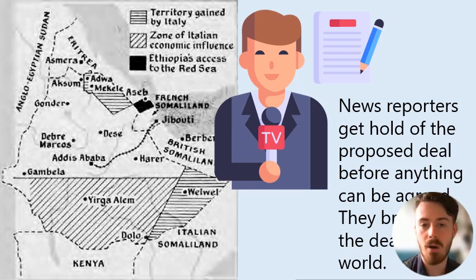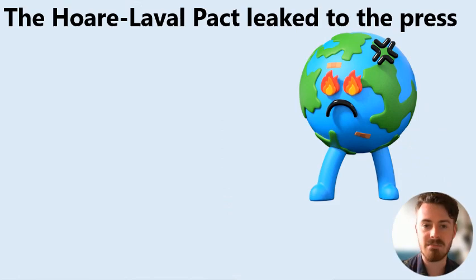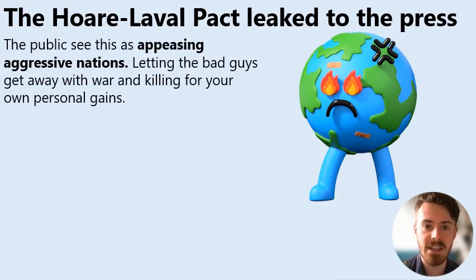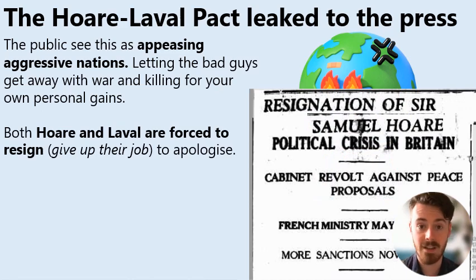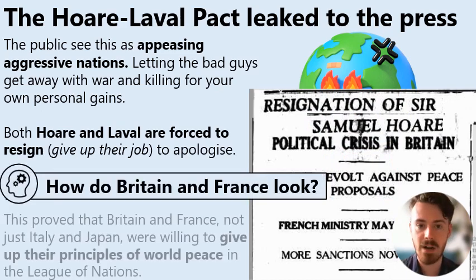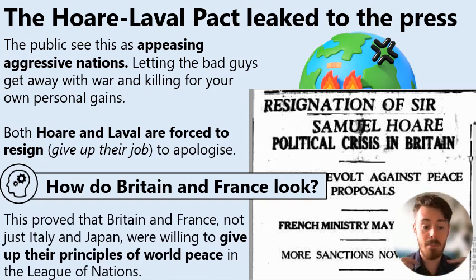Before the plan is agreed upon, before the plan even occurs, news reporters get hold of it and they release it to the press. It's a big news story and people are very shocked. Because Britain and France look like they don't care about peace anymore. In fact, actually, Hoare and Laval have to resign. They are disgraced on a public stage. And Britain and France look like they don't care about peace. They care about themselves and their own ideas about promoting peace and stopping Hitler. They don't look like they care about world peace.